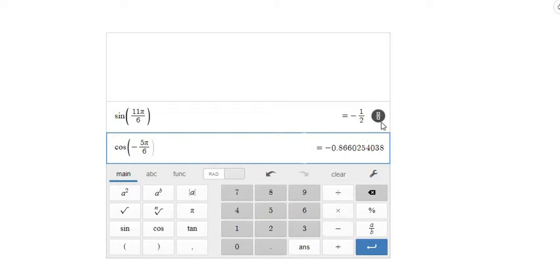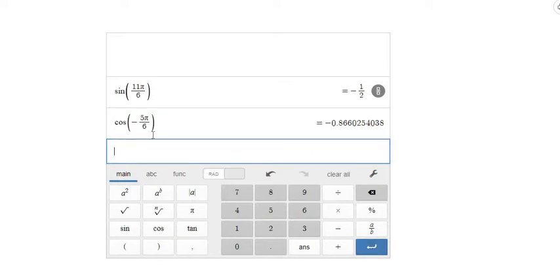Notice on this one I cannot change it to a fraction because it is not an exact answer. This one is irrational. If you use the unit circle for this one, it is negative square root of 3 divided by 2. So you will only get a decimal approximation. If you need an exact answer, you are going to have to use the unit circle for these and not a calculator. The next one that we wanted was secant, 3 pi over 4.